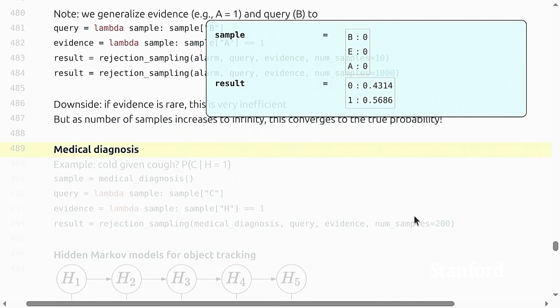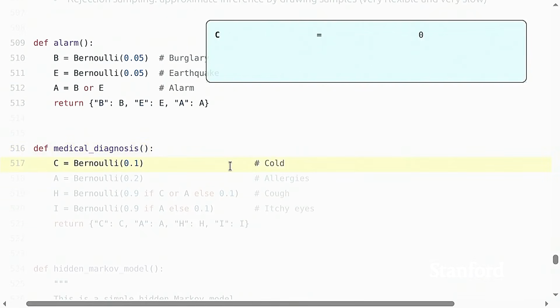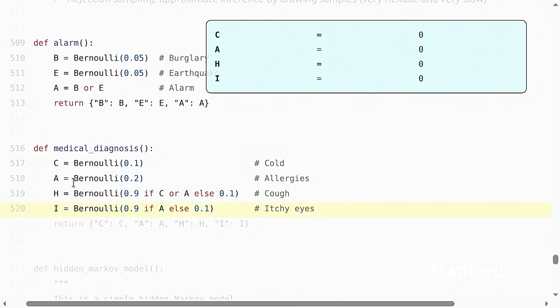Okay, let's do the medical diagnosis example. In medical diagnosis, remember we're interested in the probability of cold given cough equals 1. So here is the 4-line Bayesian network. So cough, allergies, and then cold, allergies, cough, and itchy eyes.